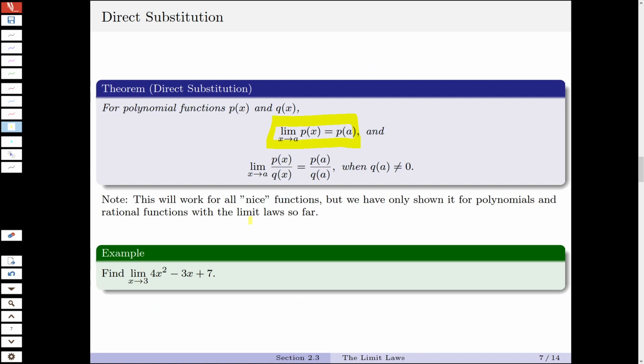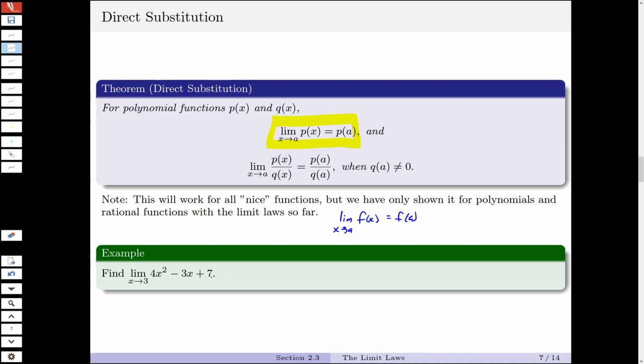Okay, and it turns out that this is also going to work for other functions, but it takes a little bit more work to show that. So our theorem for direct substitution, in general, is going to look like the limit as x approaches a of f of x equals f of a. And as long as my function is a nice function, this will work. Okay, so let's look at an example.